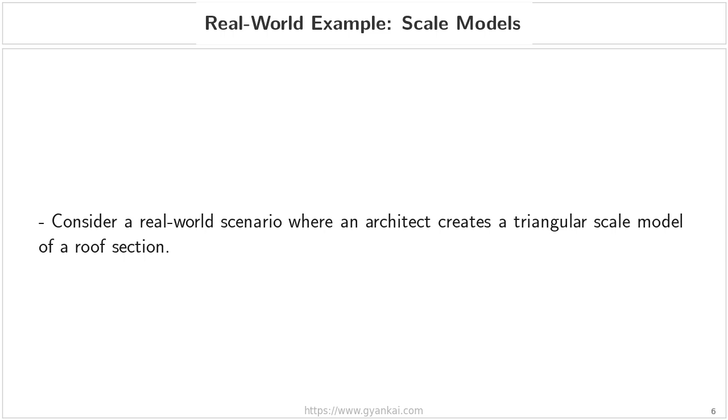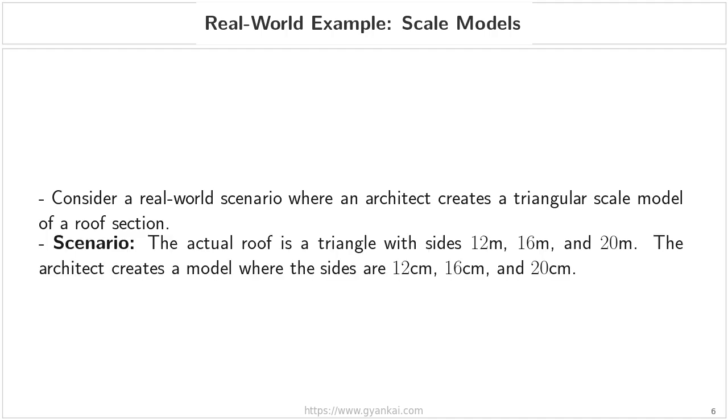Let's look at a specific scenario involving a triangular roof section. In this example, the actual full-sized roof is a large triangle with side lengths of 12 meters, 16 meters, and 20 meters. To represent this, the architect creates a miniature model where the corresponding sides are much smaller: 12 centimeters, 16 centimeters, and 20 centimeters. As we move to the next slide, we are going to analyze these two triangles to see if they truly meet the mathematical definition of similarity we just discussed.